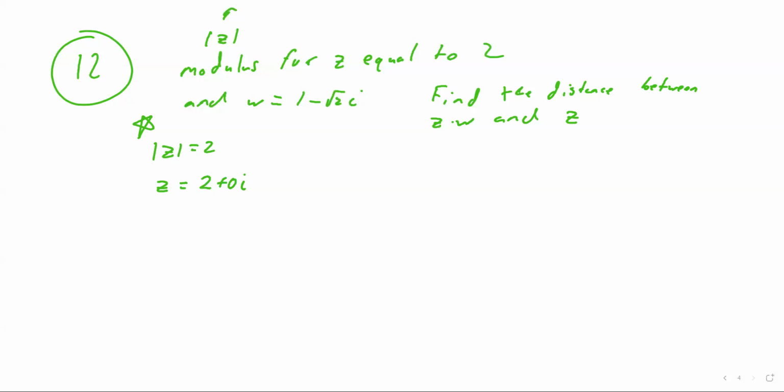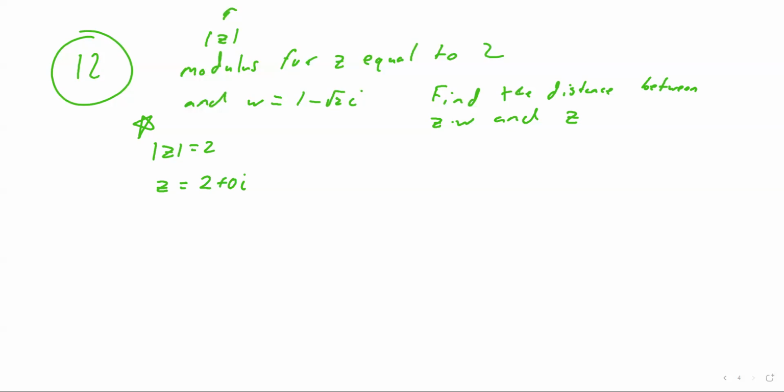And remember, modulus is distance. So if you're unsure whether this is a correct answer, what's the square root of 2 squared plus 0 squared? And what's the square root of 4? 2. So you came up with a great example. All right, this is what we'll use to find the distance. We just have to figure out Z times W.